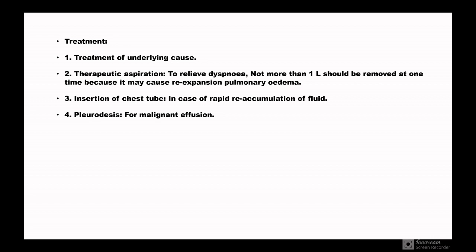Now, insertion of a chest tube is also helpful in case of rapid reaccumulation of fluid. And pleurodesis for malignant effusion. Pleurodesis can be done like this: a certain medicine will be injected in the pleural space so that there will be no accumulation.